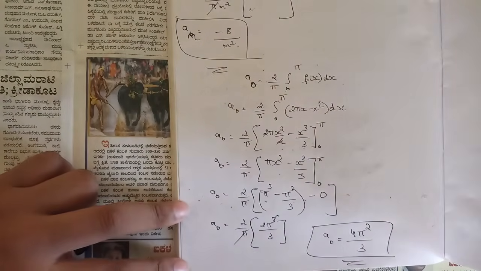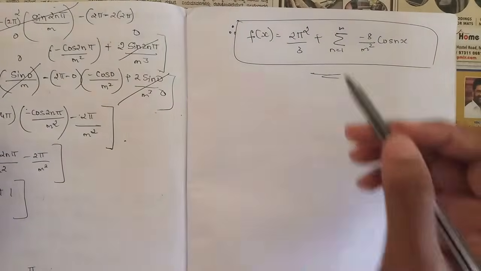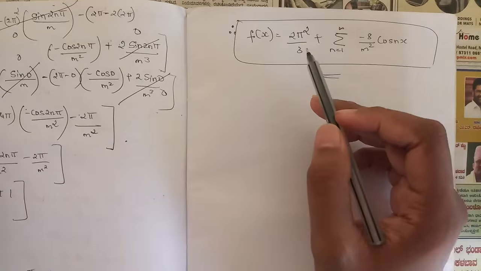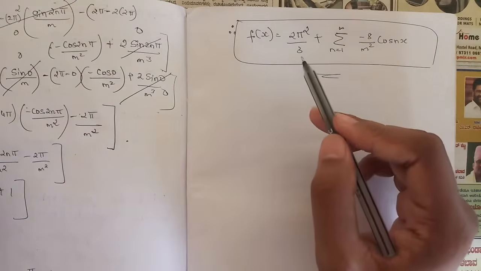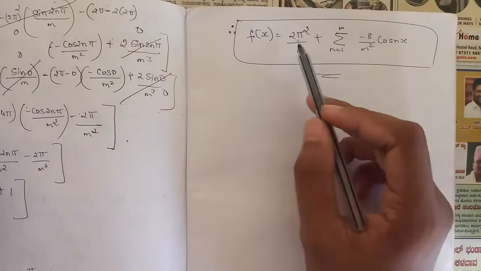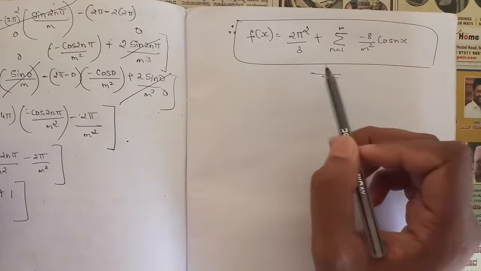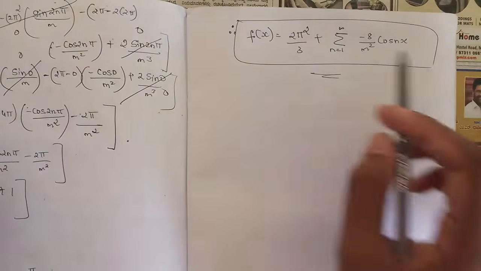So now we will write the Fourier series. So this is the required Fourier series. The value of a naught is 4 pi square by 3. So a naught by 2 becomes 4 pi square by 6. 4 and 6 we can cancel and make it 2 and 3, so it becomes 2 pi square by 3. Summation from n tends to 1 to infinity, the value of an cos nx. So this is the Fourier series.